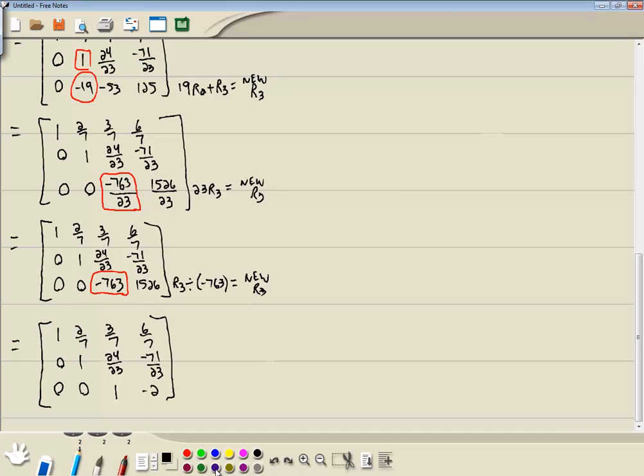Now, poor planning here. I'm going to need to find a piece of paper to write this down so I can continue it. At the top, let's see, what do we have? 1, 2 sevenths, 3 sevenths, 6 sevenths, 0, 1, 24 over 23, negative 71 over 23, 0, 0, 1, negative 2.